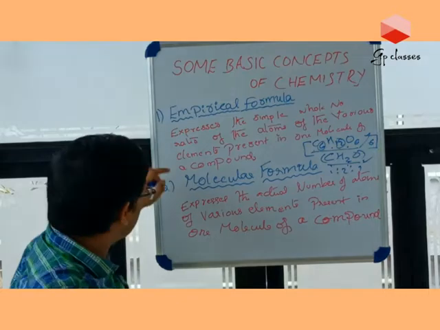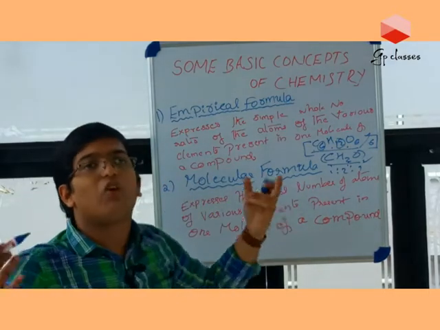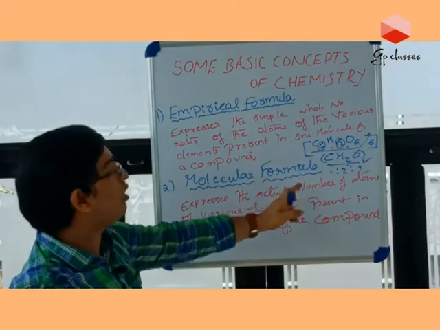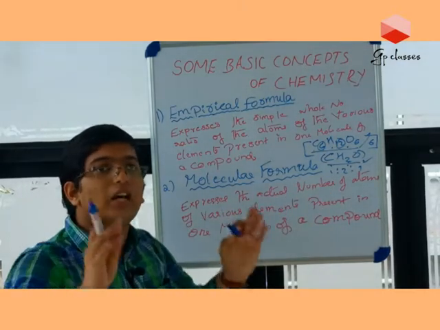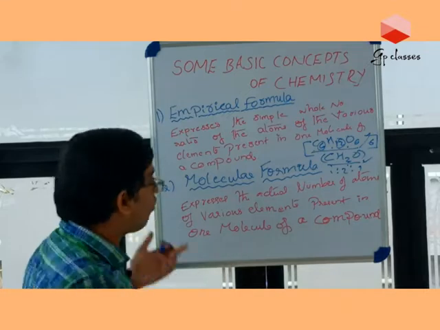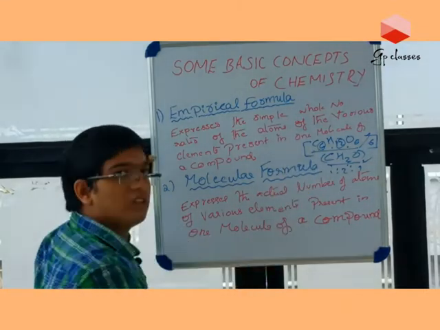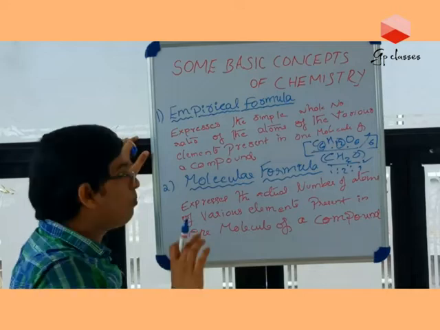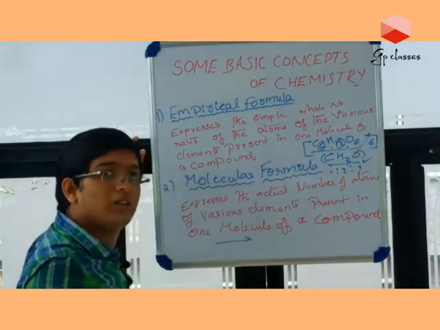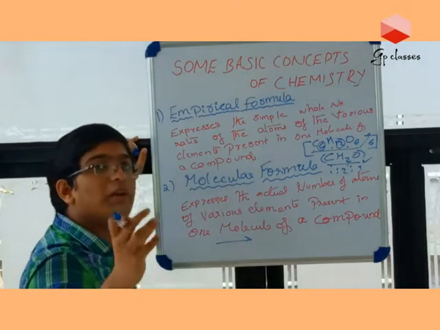Then the next is the molecular formula. That is the normal formula, the actual formula, the true formula. It states the complete formula of a particular compound. The molecular formula of glucose is C6H12O6. That is the actual one. By saying the molecular formula, we can say which compound it is. The molecular formula is unique for a particular compound.